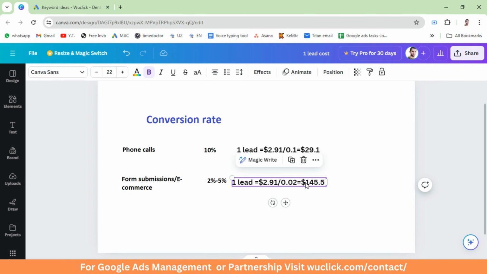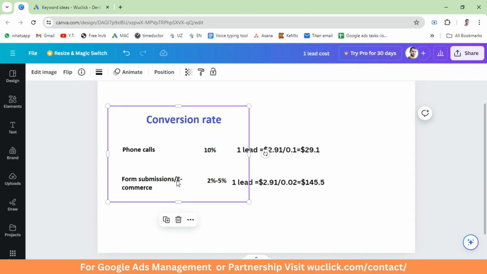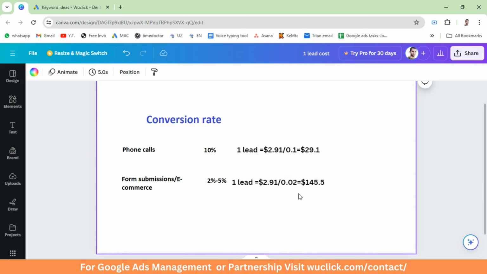So to get one form submission, we can expect to spend $145.50. So this is much more expensive than this one. If that works for your business, you can focus on form submissions as well as phone calls. But if it doesn't work for your business, you can focus only on phone calls because, as you can see, that's much cheaper than getting form submissions.